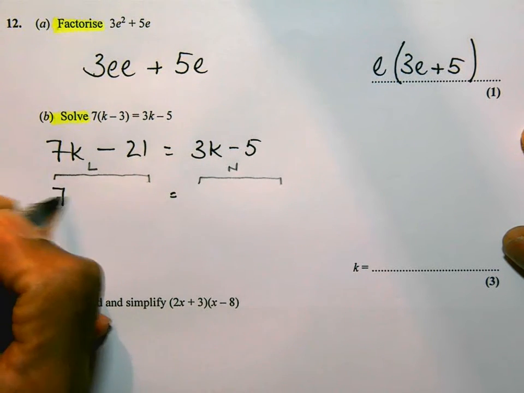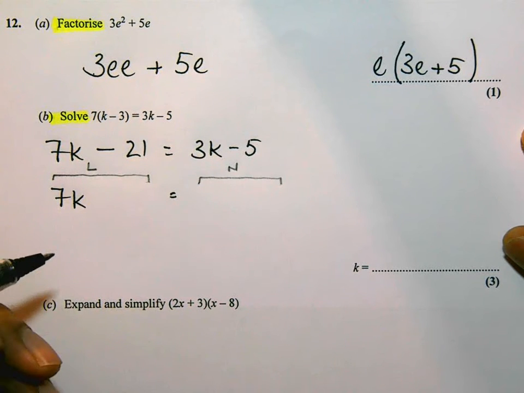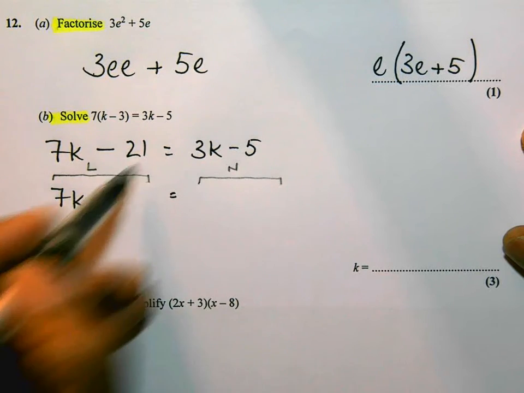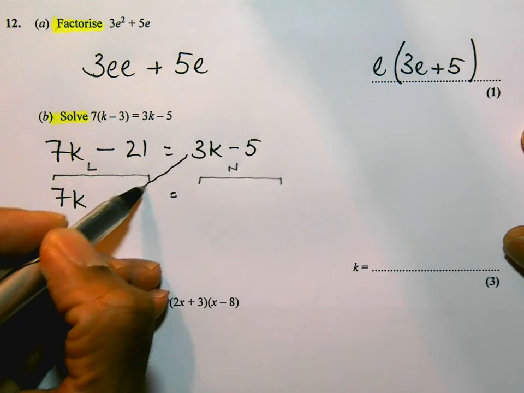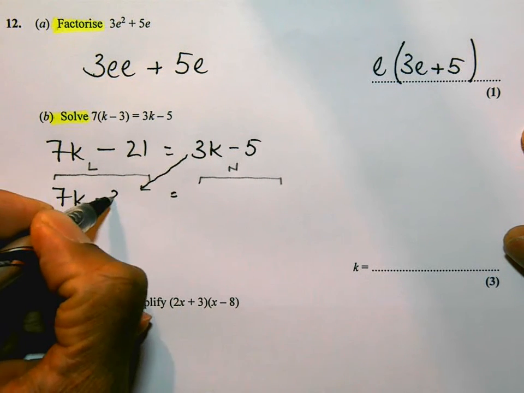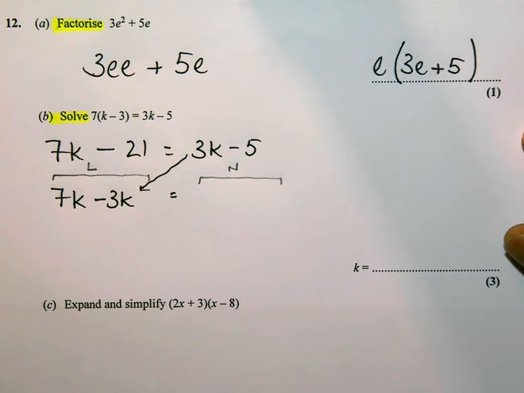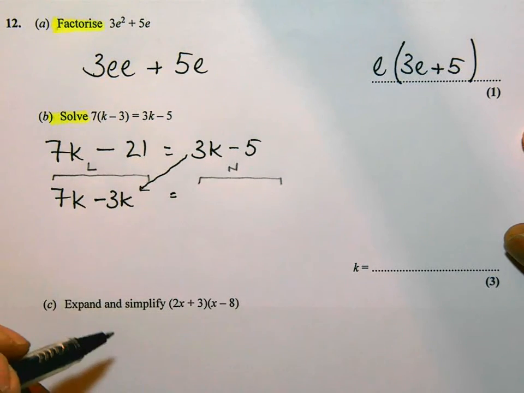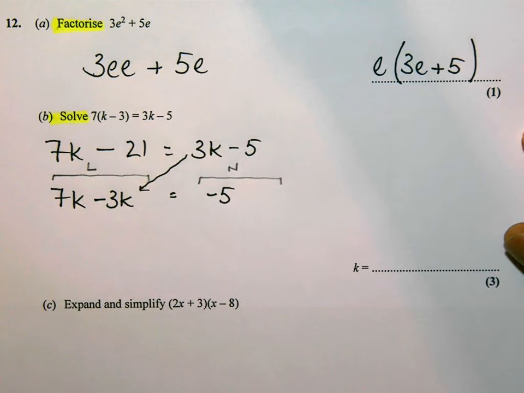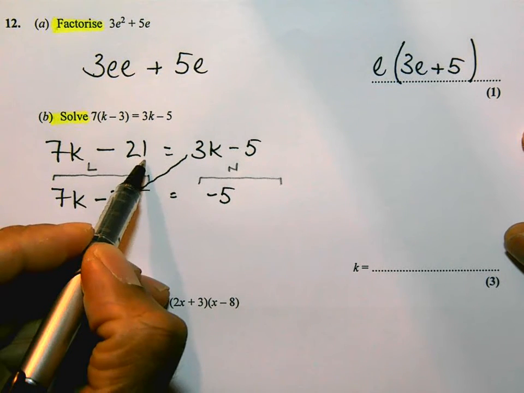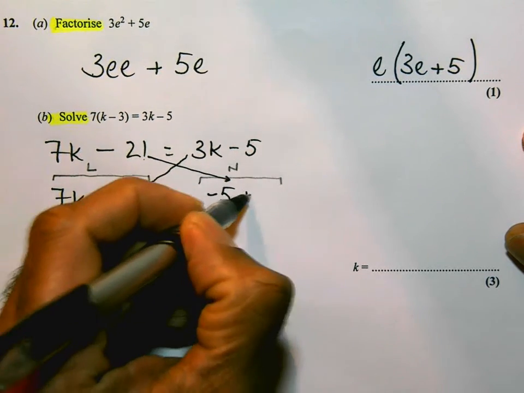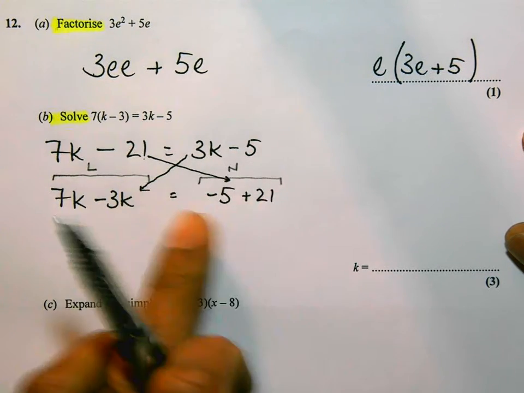I'm going to bring 3k across to this side because it doesn't belong on the numbers side. That's positive 3k right now, so when it comes across, it's going to be minus 3k. On the numbers side, I'm going to leave that minus 5 where it is, and I'm going to bring the 21 across, but this 21 is minus 21, so when I bring it across, it's going to become positive 21. Now, I could have written that in front here, or I could leave it there, but as long as I put plus 21, that's fine.